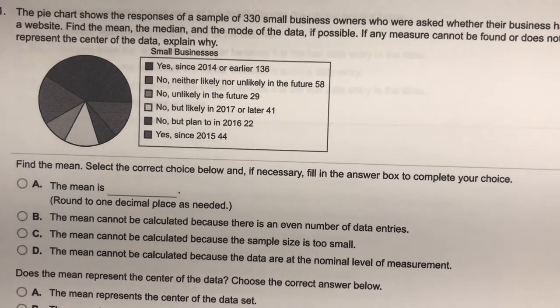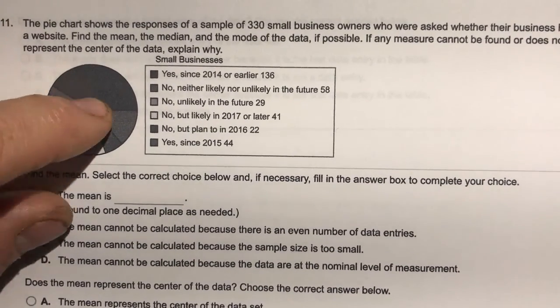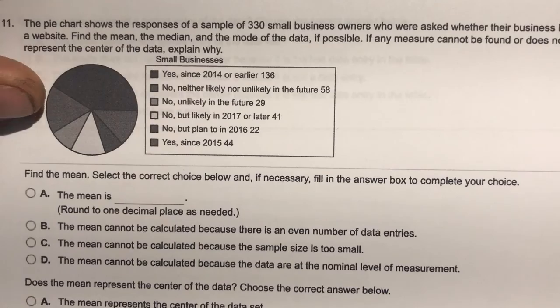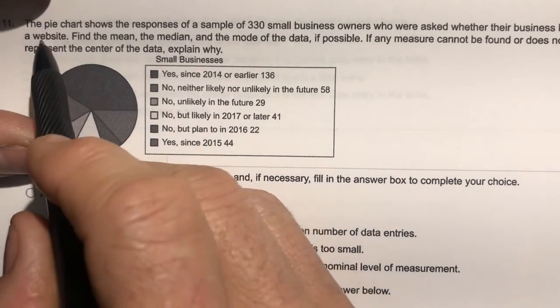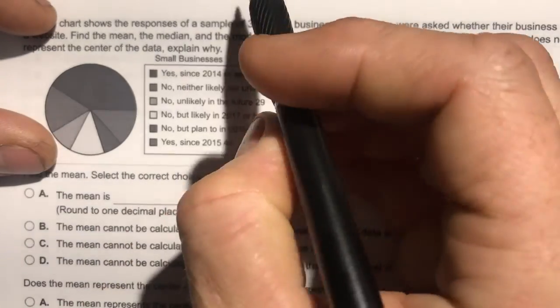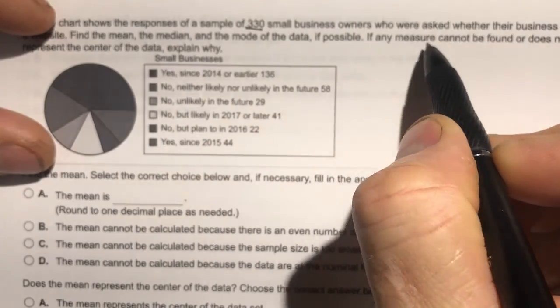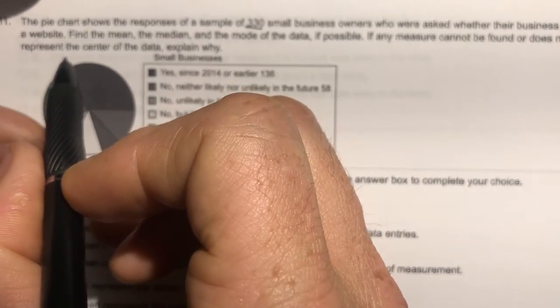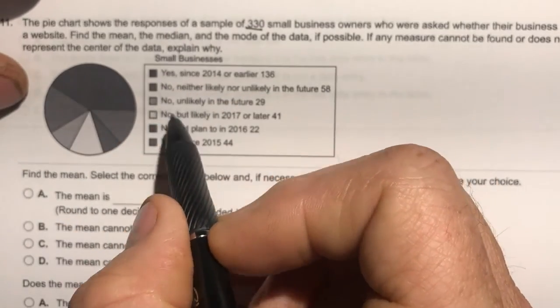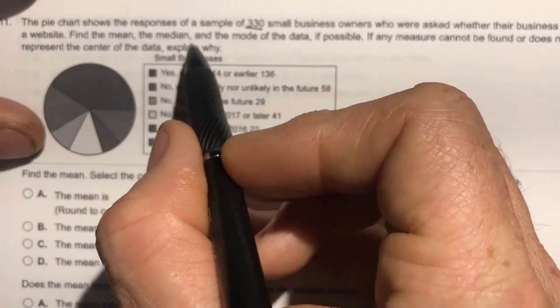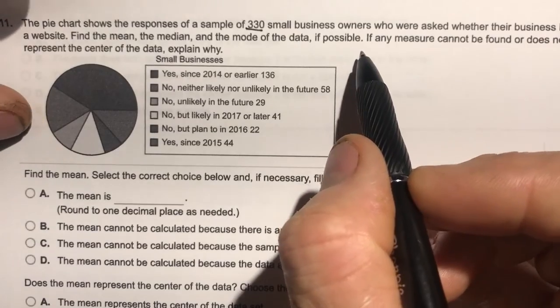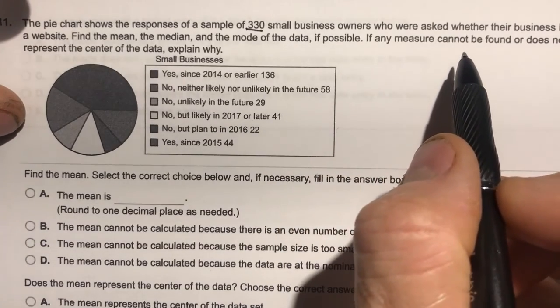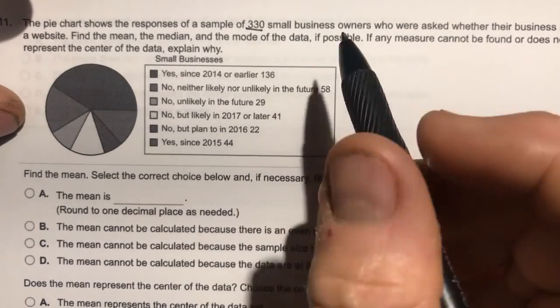All right, number 11 here. We've got this little pie chart and all this data. The pie chart shows the responses of a sample of 330 small business owners who were asked whether their business has a website. Does your business have a website? Yes or no? Find the mean, the median, the mode of the data if possible. If the measures cannot be found or do not represent the center of the data, explain why.